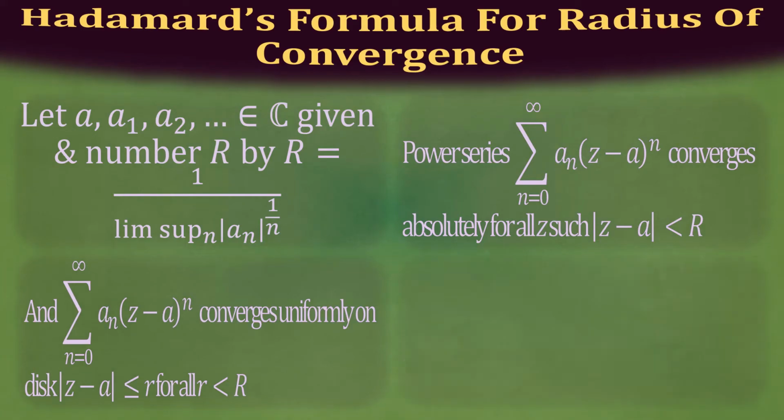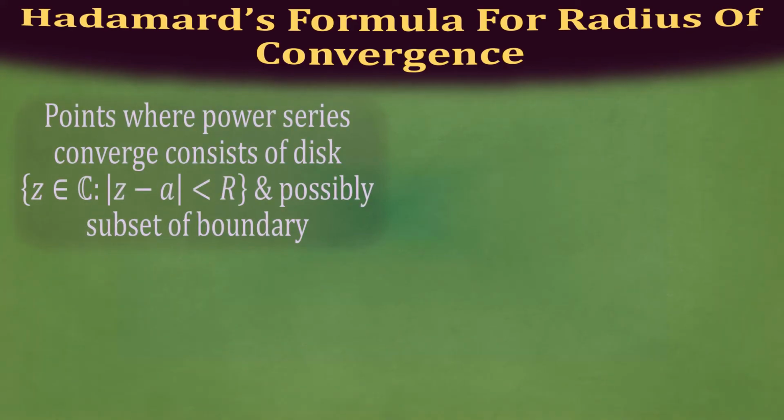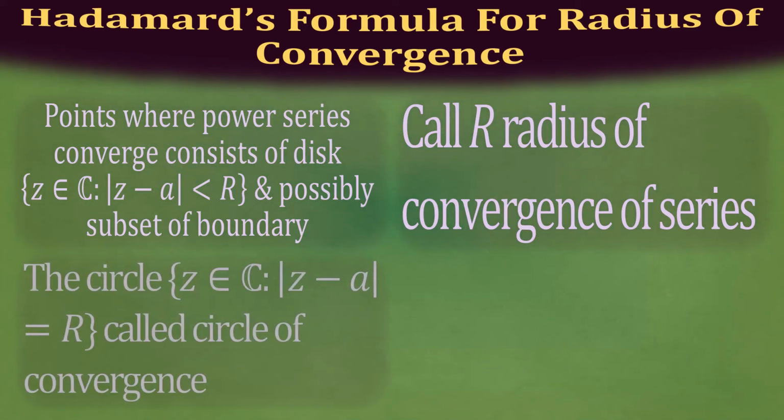Also, the sequence of an times z minus a to the n is unbounded for the modulus of z minus a greater than R, so in particular the series, the sum from n equals 0 to infinity of an times z minus a to the n, is divergent. Thus, we see that the set of points where a power series converges consists of a disk of all z in the complex numbers such that the modulus of z minus a is less than R and a possible subset of its boundary. We call R the radius of convergence of the series. The circle, the set of all z in the complex numbers such that the modulus of z minus a is equal to R, is called the circle of convergence.